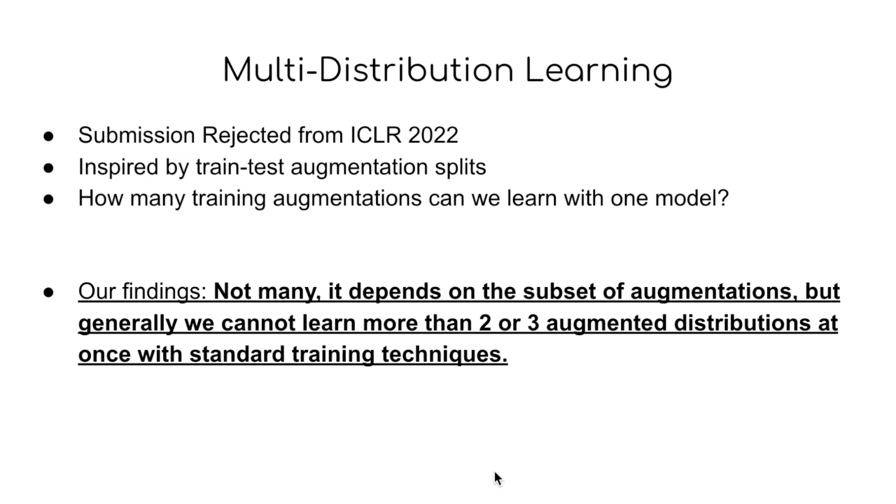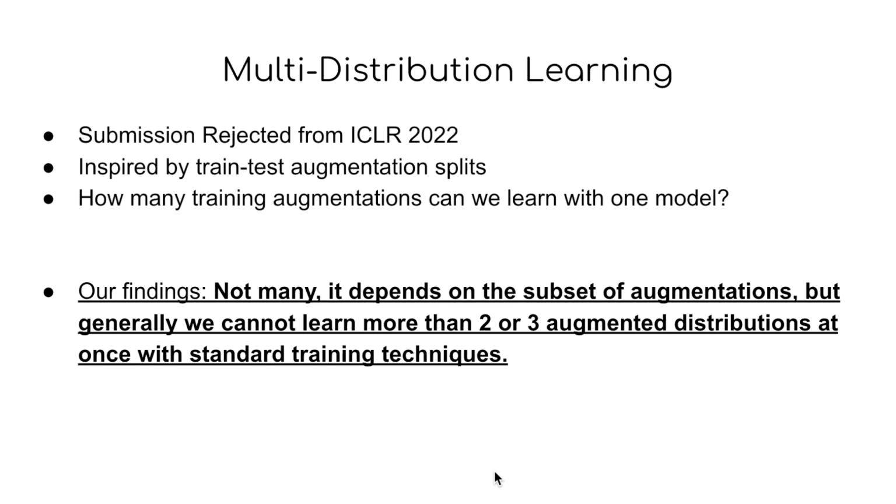So for example, if it trains with the translation and cropping augmentation and then is evaluated on the rotation augmentation or the brightness augmentation applied to the same testing data set. So the core question we tried to answer with this paper is, how many training augmentations can we learn with one model? And we found interestingly that we can't learn many of these augmentations with one model.